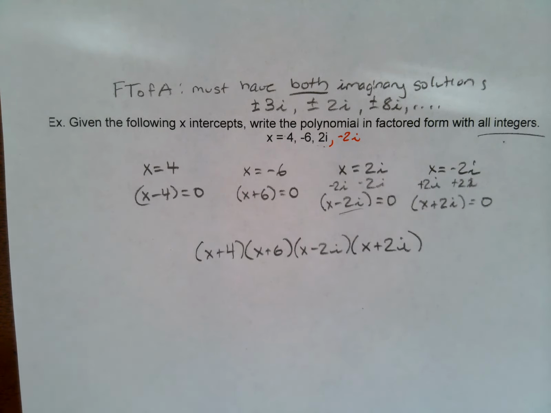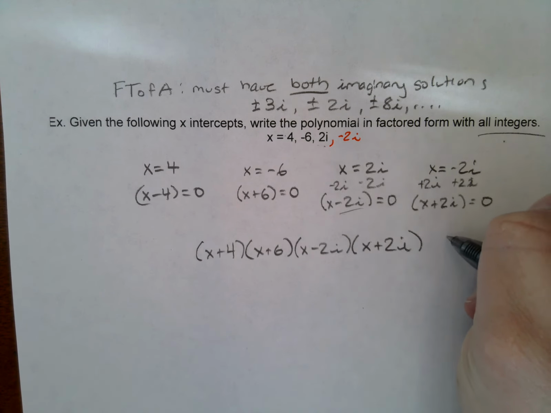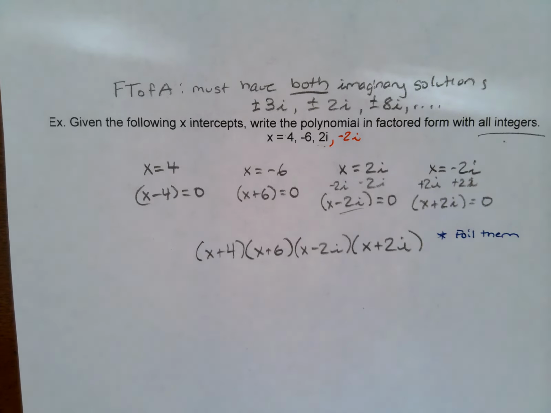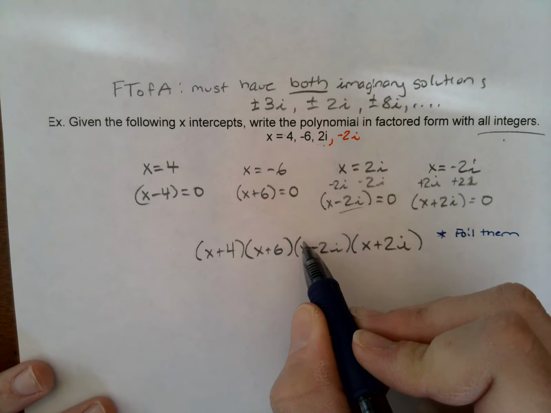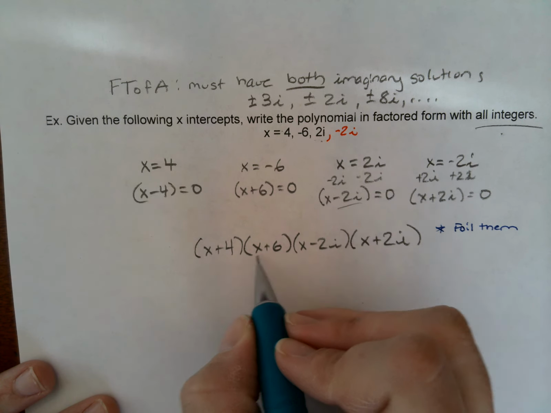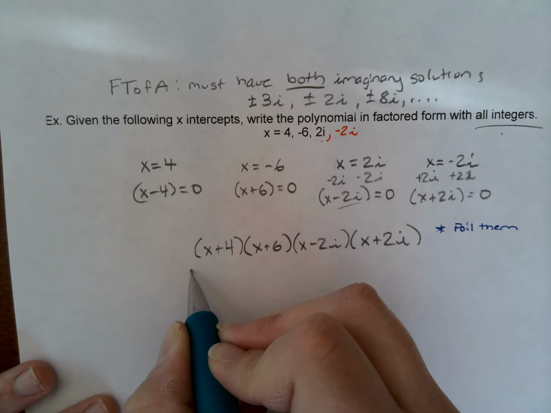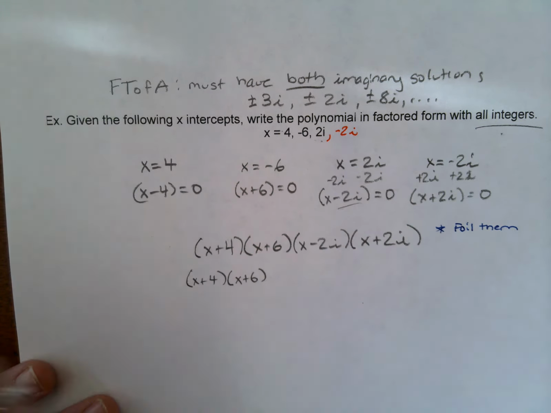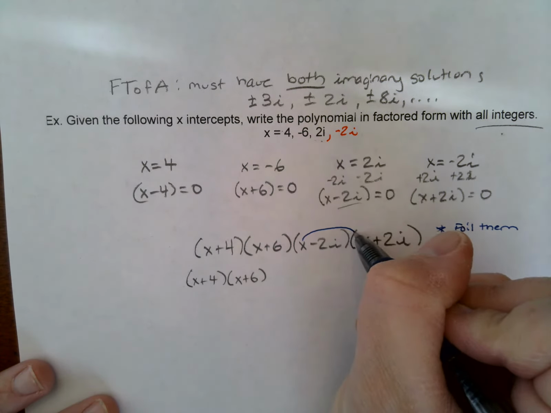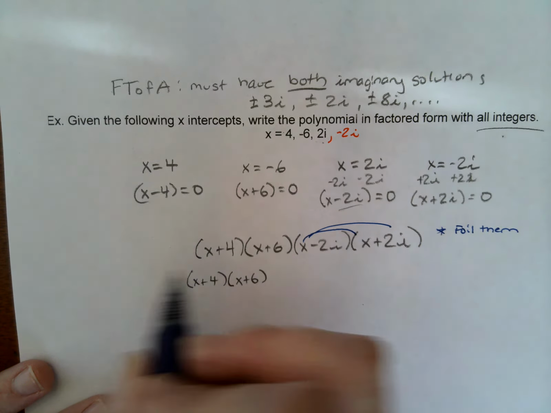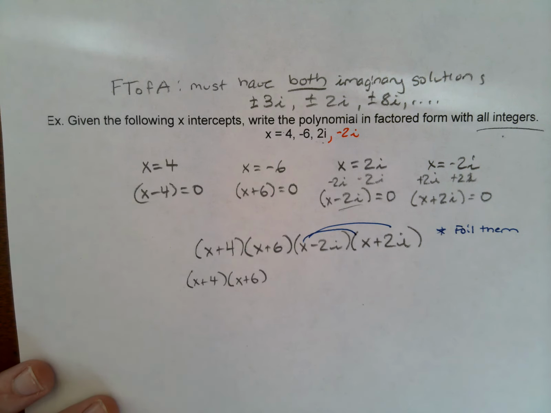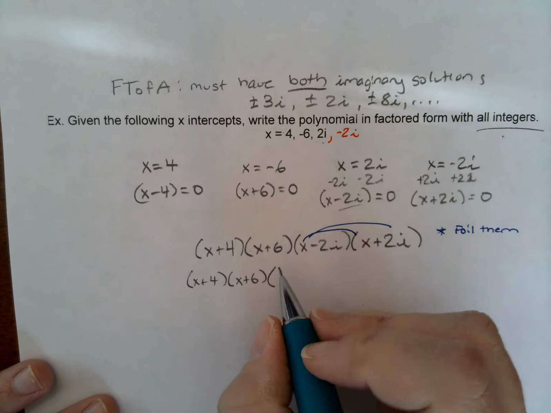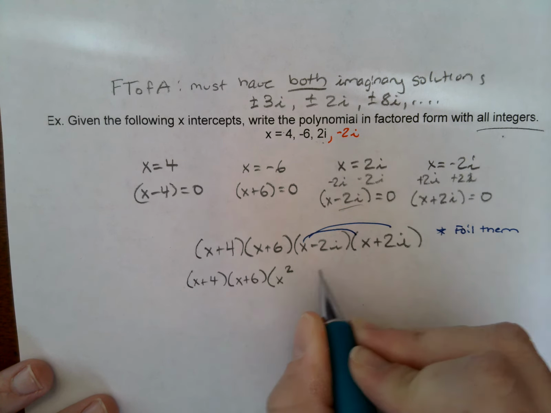But how can I get rid of them? FOIL. FOIL them. First, outer, inner, last. Put them all together. The x minus 4 and x plus 6 are going to just tag along. First, outer.